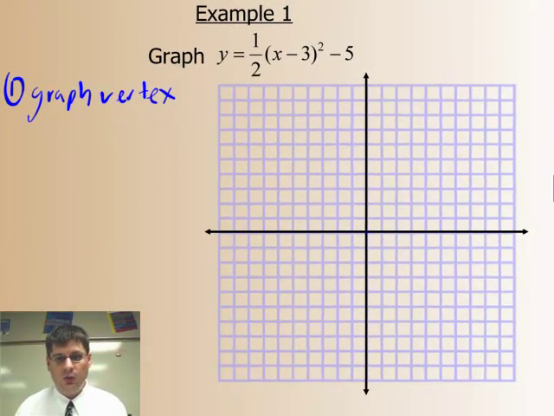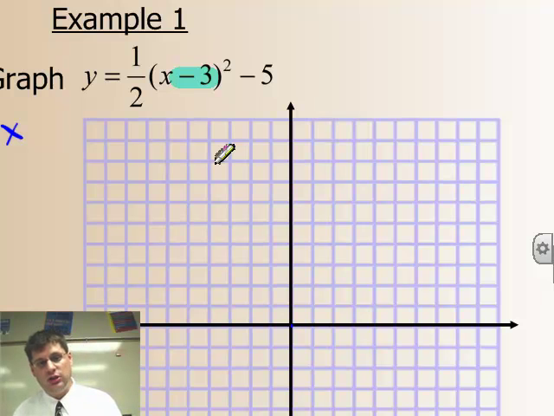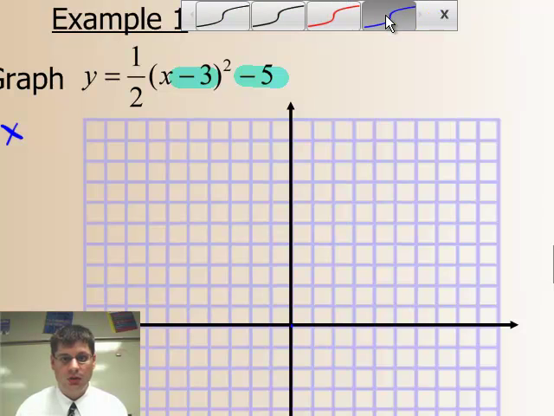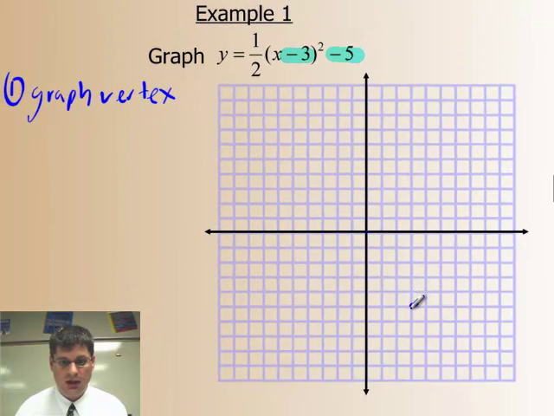Recall that the parent function is at 0, 0. And since we have a minus 3 here, it's going to be a shift to the right 3. And then the minus 5 indicates a shift down 5. So let's go ahead and put our vertex down. Right 3 and down 5: 1, 2, 3, 4, 5. And there's our vertex. Yay! We got a start of a parabola.